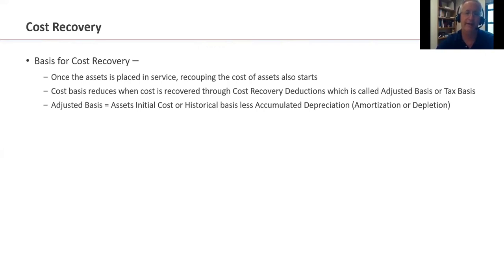I hinted on this in the second module a while ago that said, don't worry, we're going to get to this idea of how we get to adjusted basis over simply basis. Well, here's one of the primary ways we get there. Adjusted basis is generally that asset's initial cost, including installation costs, less any accumulated depreciation or amortization.